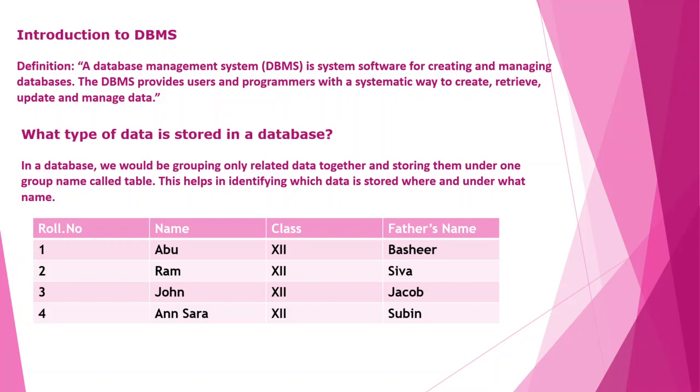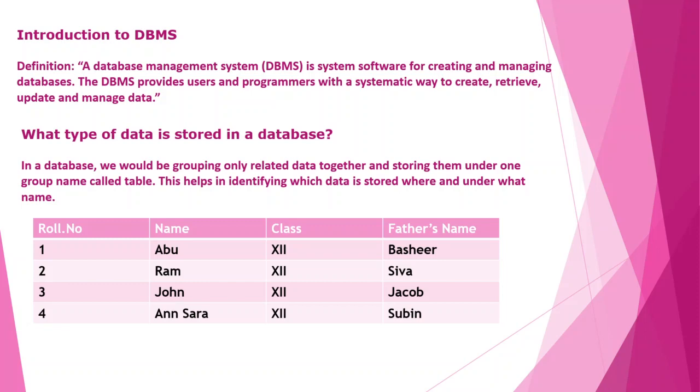So we'll get the complete information about a particular student, and each piece of information in the database is related. Roll number 1 is related to Abu, Abu is related to plus 2 class, and Bashir is related to Abu, means his father. All these things are stored in a single database. Any kind of data which are related to each other can be stored in the database.